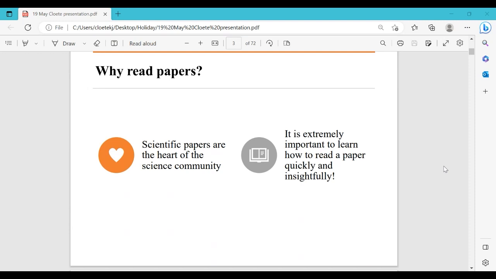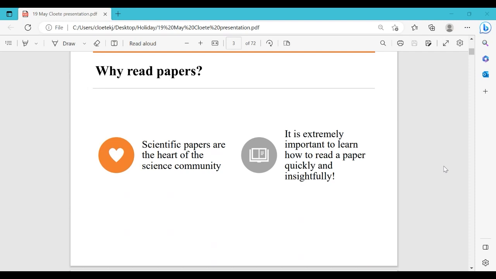Let us look at this first question. Why should we read papers? It's very important that when you start your M or D study, you start reading the literature right at the beginning, as we also mentioned in previous sessions. As you go along with your studies, you should continue reading because papers get published all the time. These papers are really the heart of the science community. This is what advises and builds our science. So it is extremely important to learn how to read papers quickly and also insightfully, because you can gain a lot of information from reading a paper.